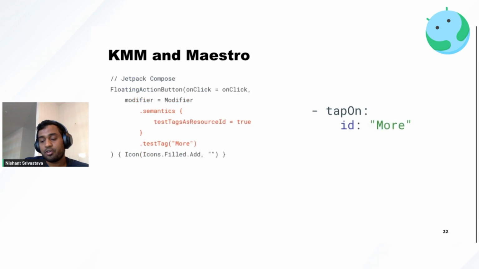The same thing, if let's say you had a button in Jetpack Compose which doesn't have a string, how do you target that? In this case, you can actually assign semantics to your button. So in this case, a floating action button that has an icon in its place. You are assigning it a tag, which acts as an ID. And then later on, you just go ahead and say tap on a certain ID, the string value that you have assigned to that button. So even if your button doesn't have a string in it, it doesn't have text in it, you can assign it some sort of an ID to make it work with Maestro.